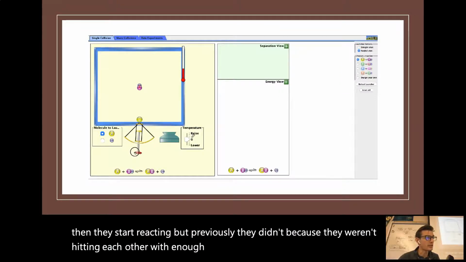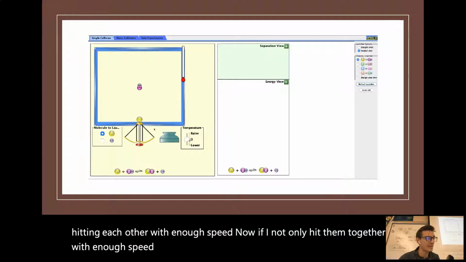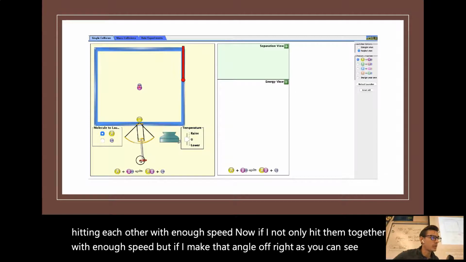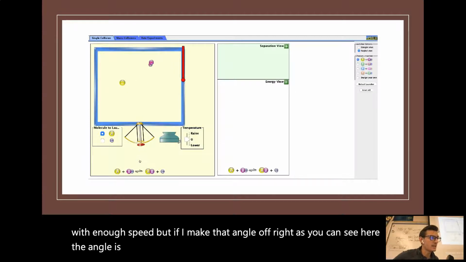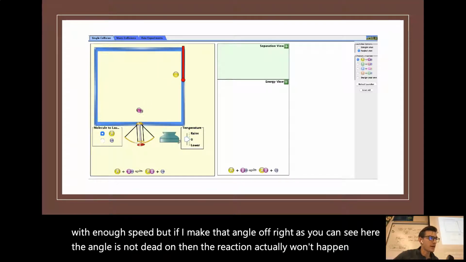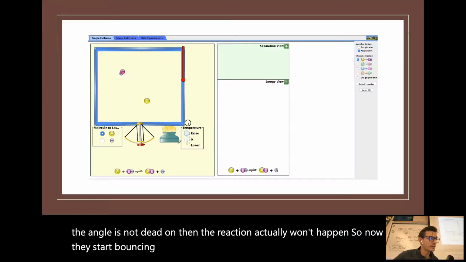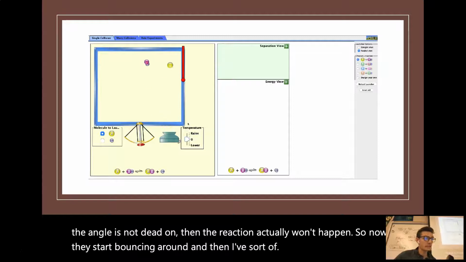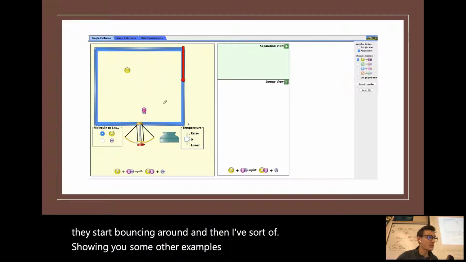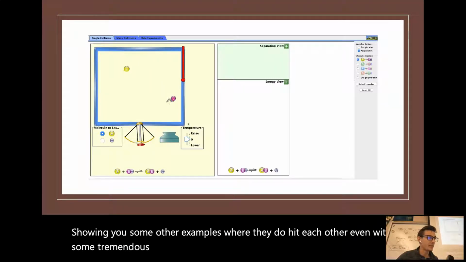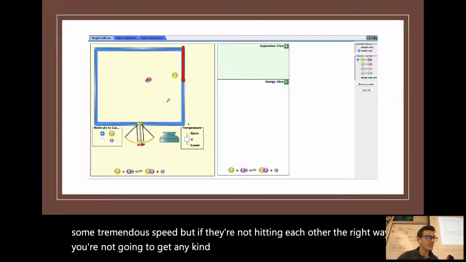Now, if I not only hit them together with enough speed, but if I make that angle off, as you can see here, the angle is not dead on, then the reaction actually won't happen. So now they'll just start bouncing around, and then I've sort of shown you some other examples where they do hit each other, even with some tremendous speed. But if they're not hitting each other the right way, you're not going to get any kind of reaction happening.